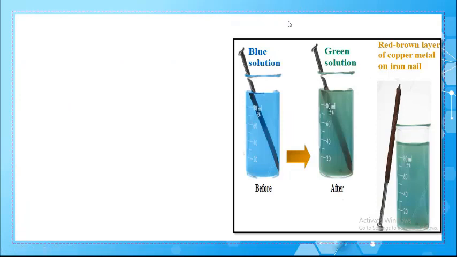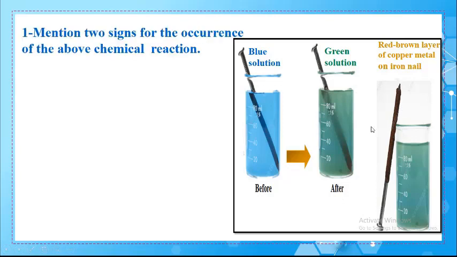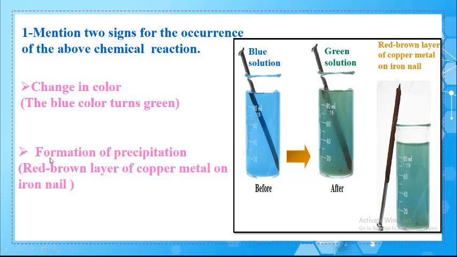Now, observe the experiment, the color and the deposition, and try to pick the evidences for the occurrence of this chemical reaction. Yes, mention two signs for the occurrence of the above chemical reaction. Yes, observe the experiment and try to pick them. Good. Change in color is the first one, where the blue color turns green, and formation of a precipitate, a red-brown layer of copper metal on the iron nail.